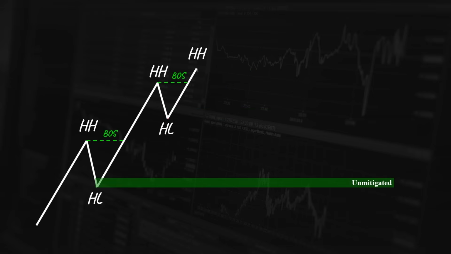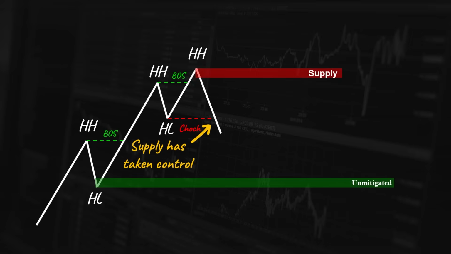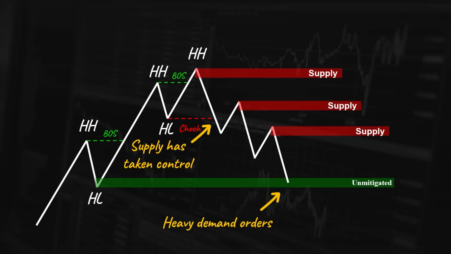However, if the price breaks below a valid demand area, this is called a change of character, indicating two things. First, supply has taken control over demand. Second, a valid supply area has been established. The price then continues to move downward, forming supply areas until it reaches the next unmitigated demand area.